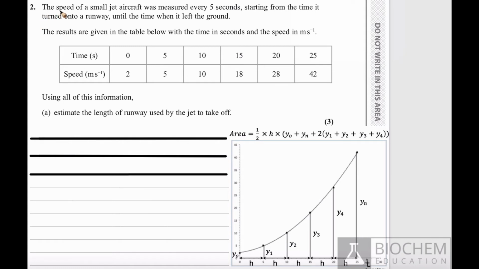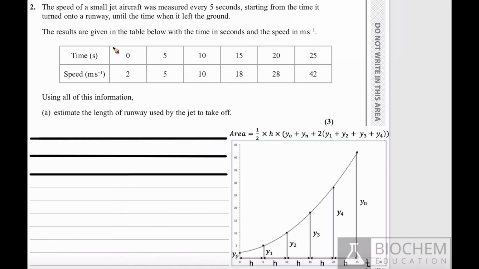Question 2. The speed of a small jet aircraft was measured every 5 seconds starting from the time it turned onto the runway until the time it left the ground. The results are given in the table below with time in seconds and speed in meters per second.